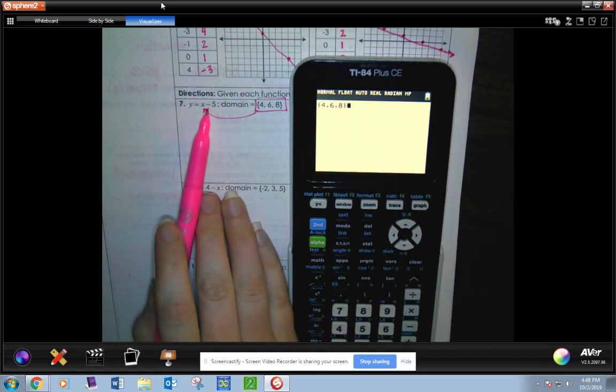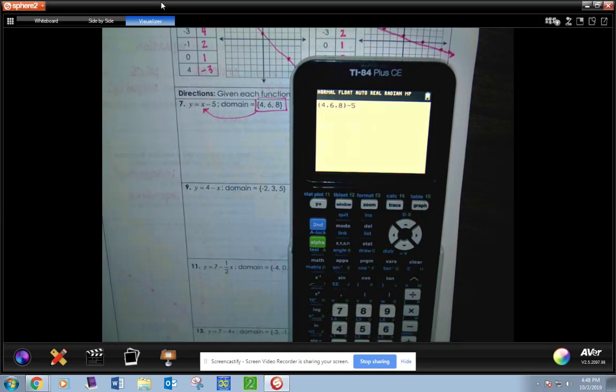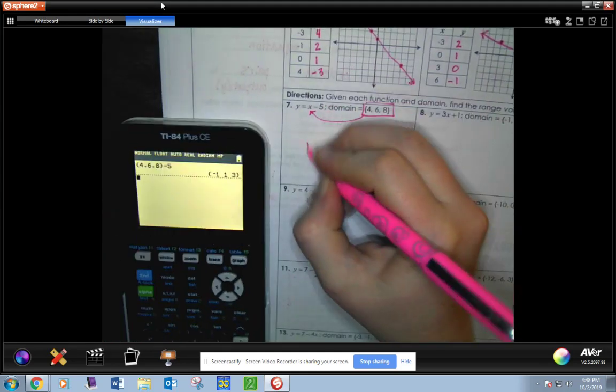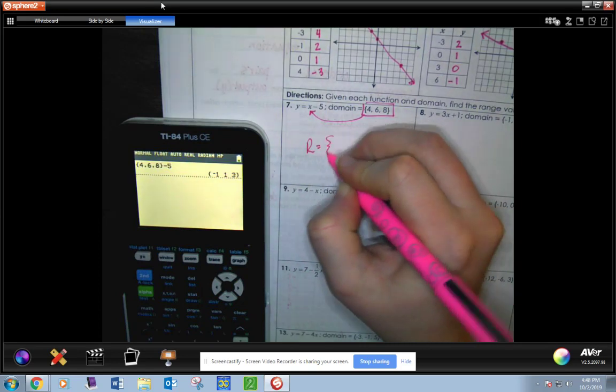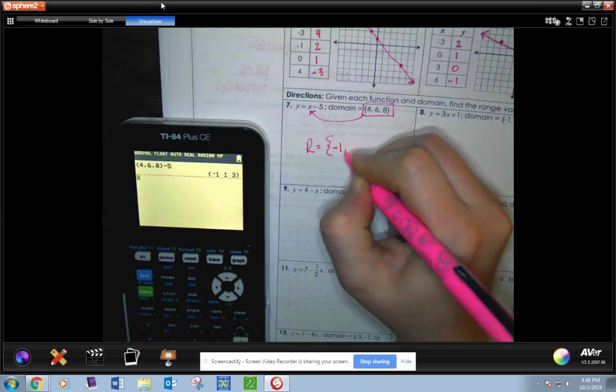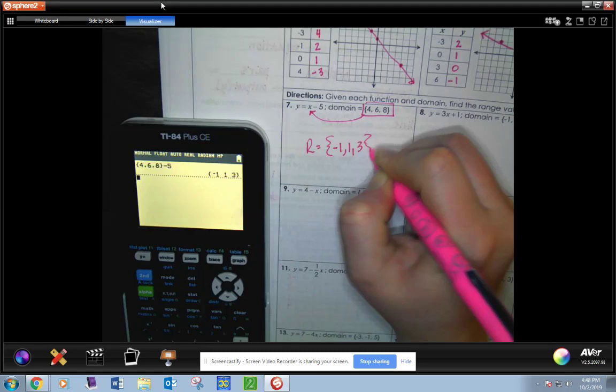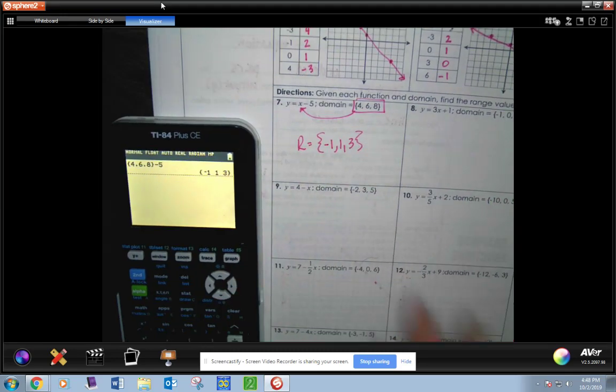Once you do that, the rest of the problem has a -5. And if you hit enter, it'll give you your answer. And all you have to do is put r equals, because we're finding the range, open up a bracket, -1, 1, and 3. Okay, that's one way you can do it.